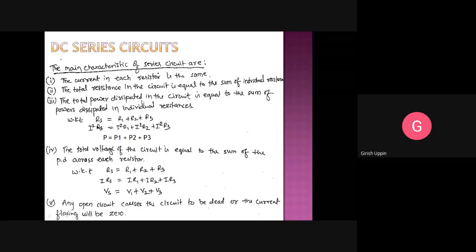And the total power dissipated in the circuit is equal to the sum of the powers dissipated in the individual resistances. What would be the total power dissipated or consumed in the circuit? It would be the sum of the powers consumed in the individual resistances. So total power consumed in the circuit is power consumed in R1 plus power consumed in R2 plus power consumed in R3.